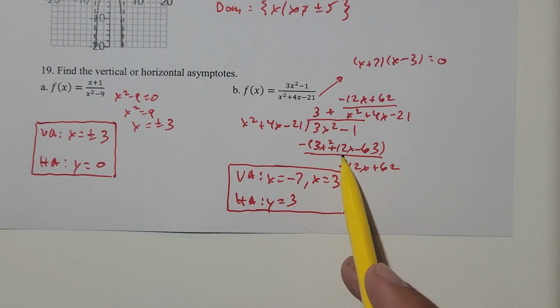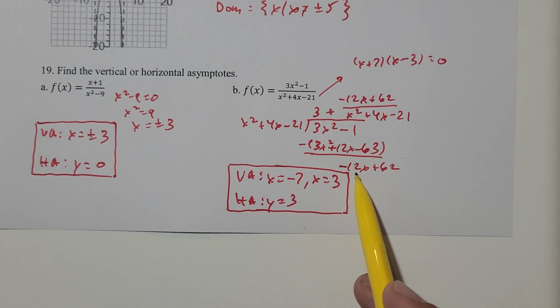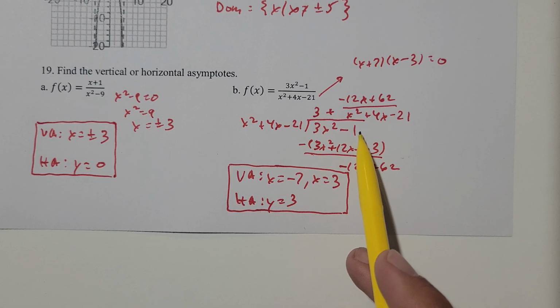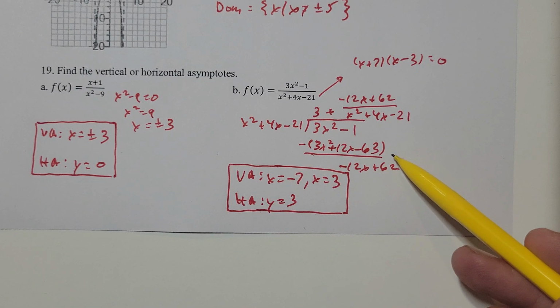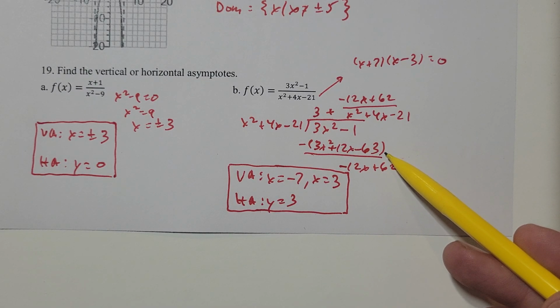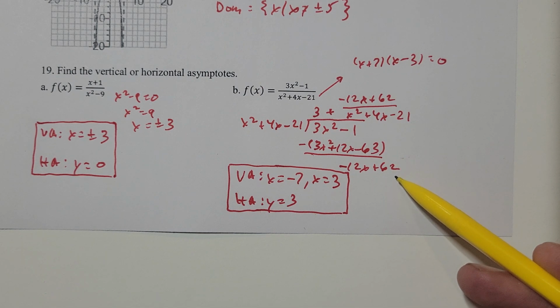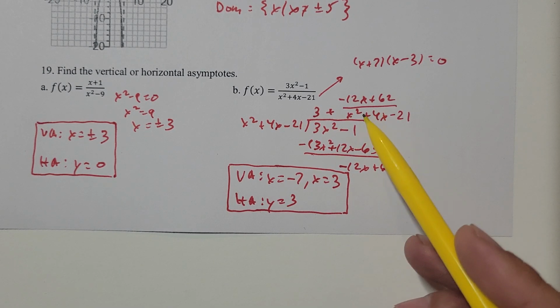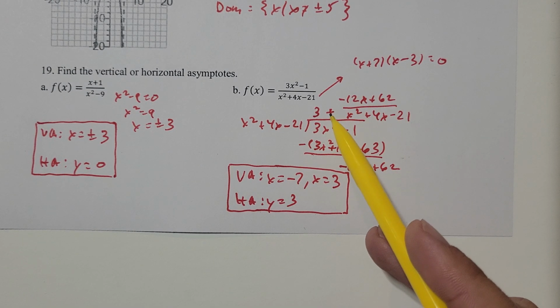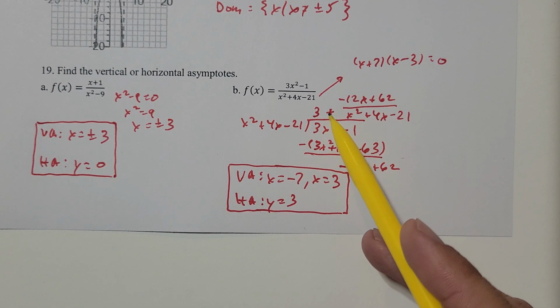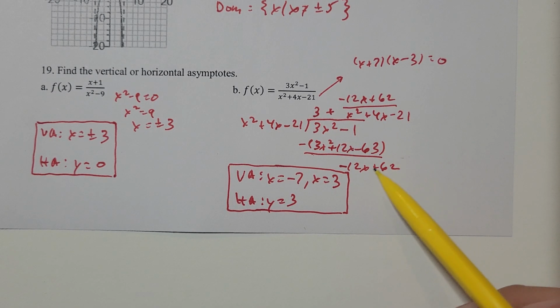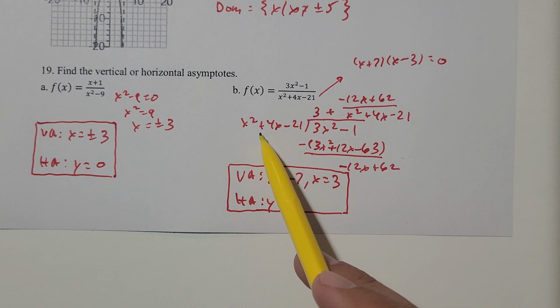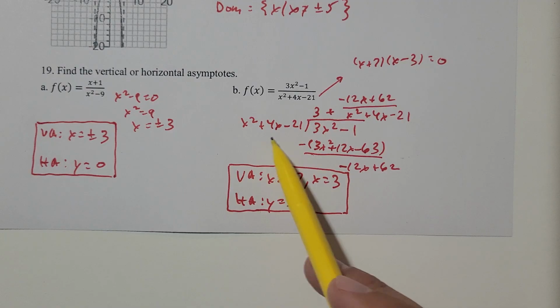0 minus 12x is minus 12x. And then negative 1 plus 63 is 62. Okay, now that's my leftover. The complete leftover information would be a fraction that you're going to add to the quotient. So I'm going to say plus, the complete leftover would be negative 12x plus 62 divided by x squared plus 4x minus 21.